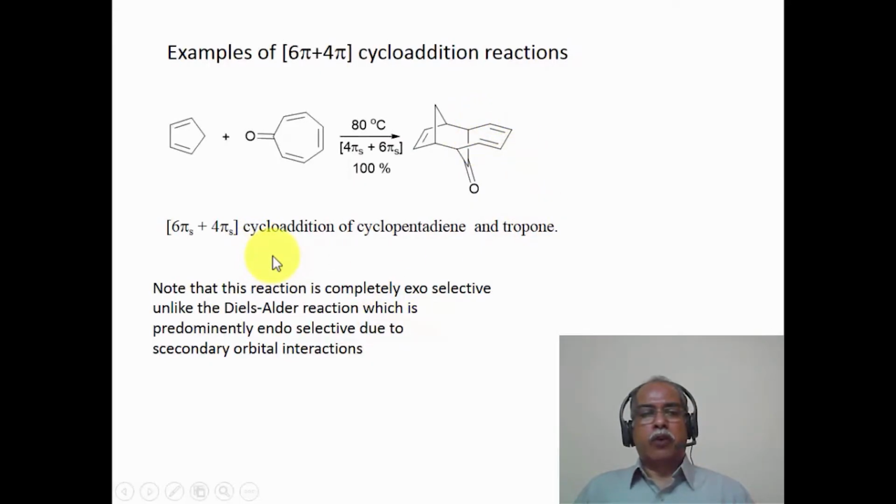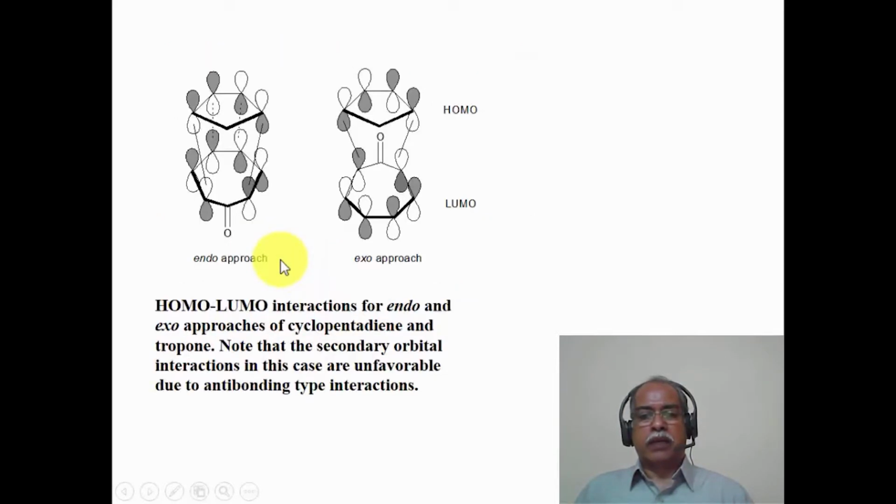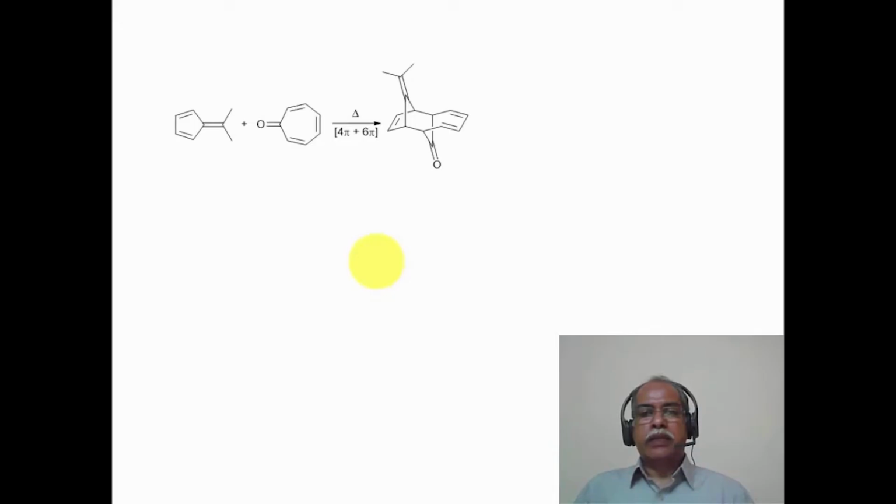Unlike, for example, in the 4pi 2pi cycloaddition reaction, where endo is favorable because of the secondary orbital interactions being bonding type of interaction. This is an essential difference between the Diels-Alder reaction and the higher order cycloaddition reaction.